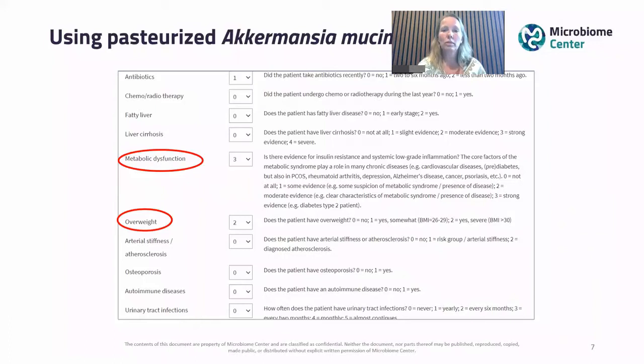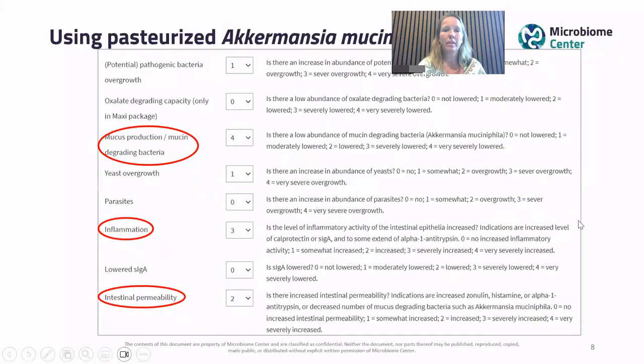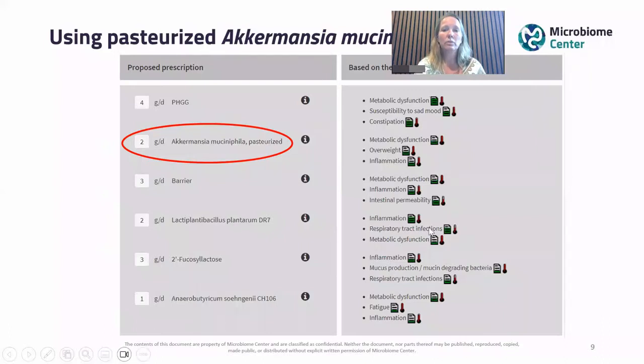And when you score for metabolic dysfunction, overweight, mucus production or low abundance of Akkermansia, inflammation or high permeability, the chances are quite high that the Akkermansia will be in the advice, like it's here. And here you see the most important indications again: metabolic dysfunction, overweight, and inflammation. And when you press the I button, you will be led to more background information about the Akkermansia.